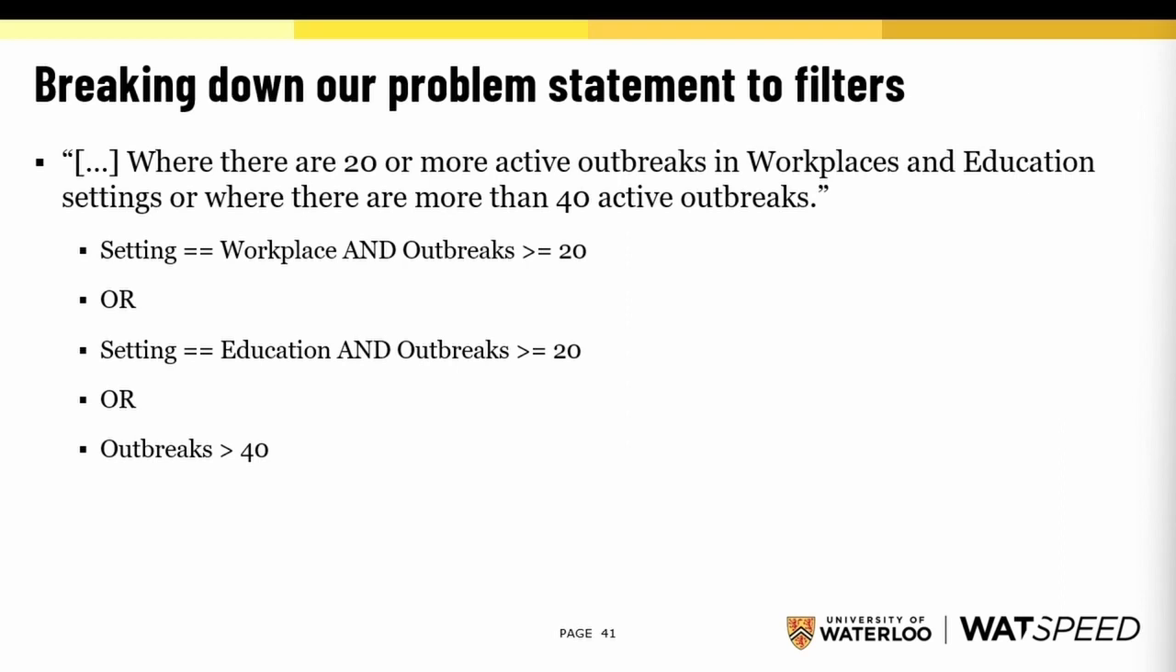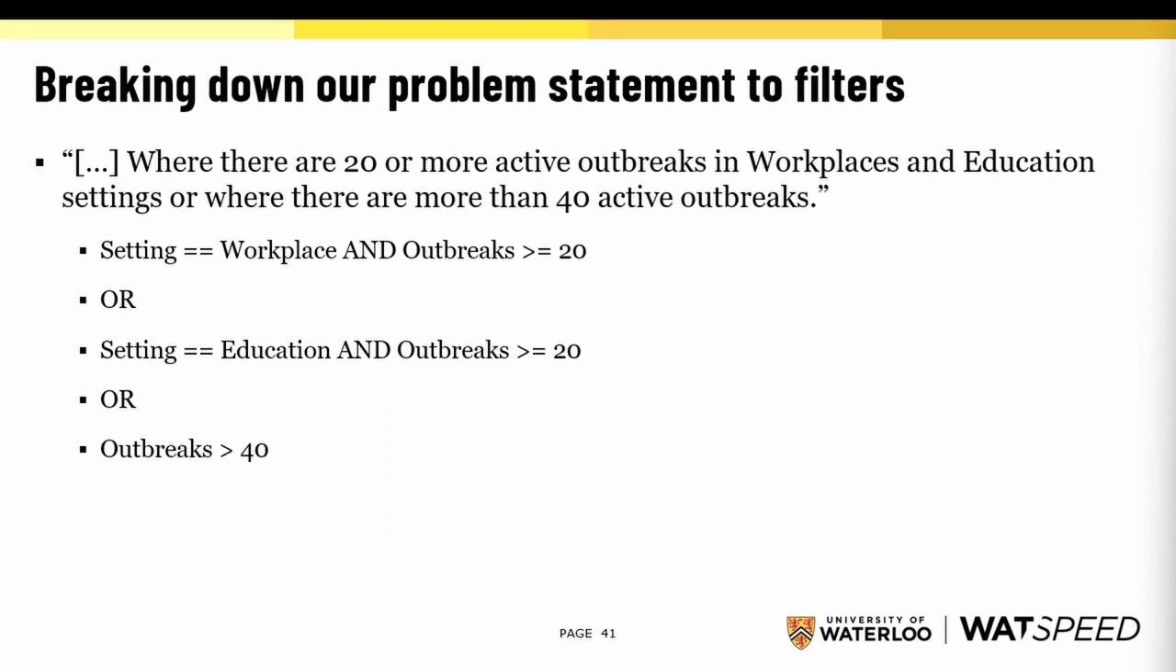So in pseudocode, we can break our problem statement down to filters. In this case, we're going to write our filter in stages. One way that we can write our problem statement into filters is to say, well, we want to test where the setting is workplace and the number of outbreaks is greater than 20. Or if that's not the case, we'll test to see if the setting is education and the number of outbreaks is greater than or equal to 20. Or if that's also not the case, give me the rows where the number of outbreaks is greater than 40.